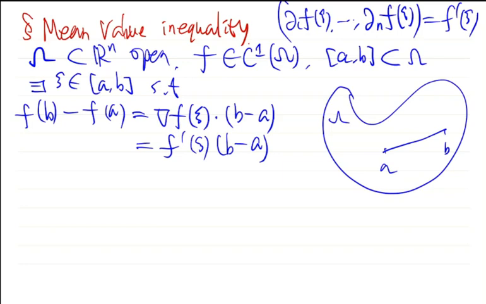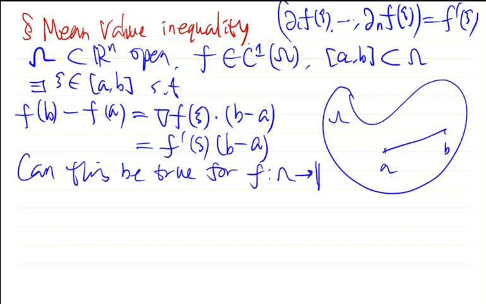So this form of the mean value theorem is exactly the same form as for single variable functions. Can this be true for vector valued functions? A natural question, because the mean value theorem is very useful. Based on the mean value theorem, we can have many useful conclusions. But can we obtain the same result for vector valued functions? Unfortunately, the answer is no.